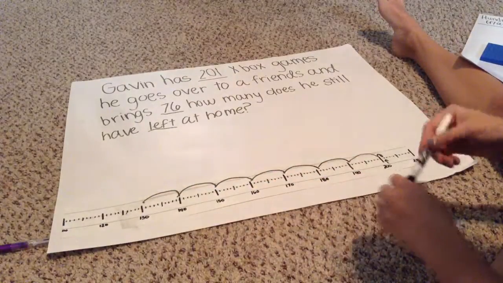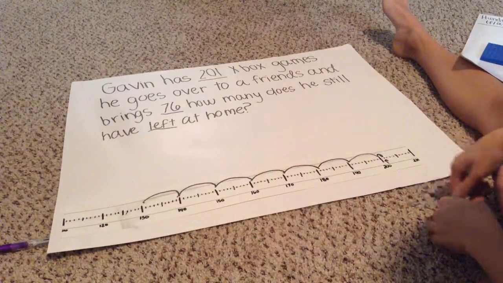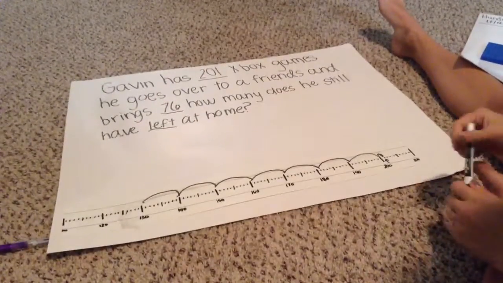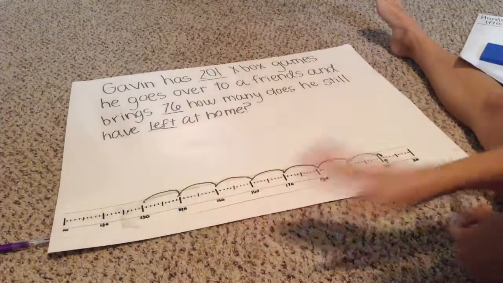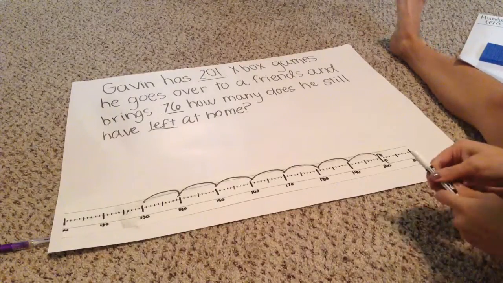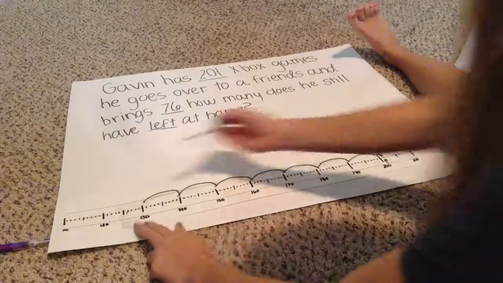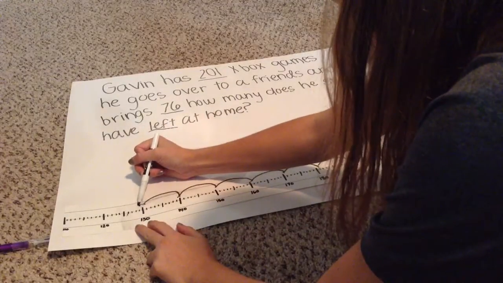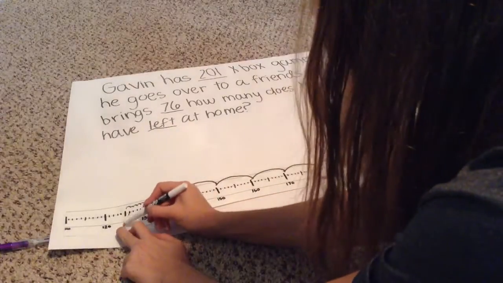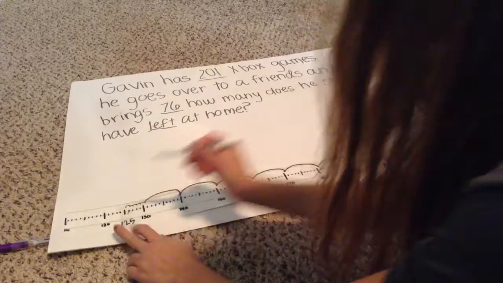That takes us to 130. But we had our 76 minus 1. We already took away 1, and then we took away our 7 tens. So now we've taken away 71. So we still have to take away our 5. So we take away our 5, and that leaves us at 125, which is our final answer.